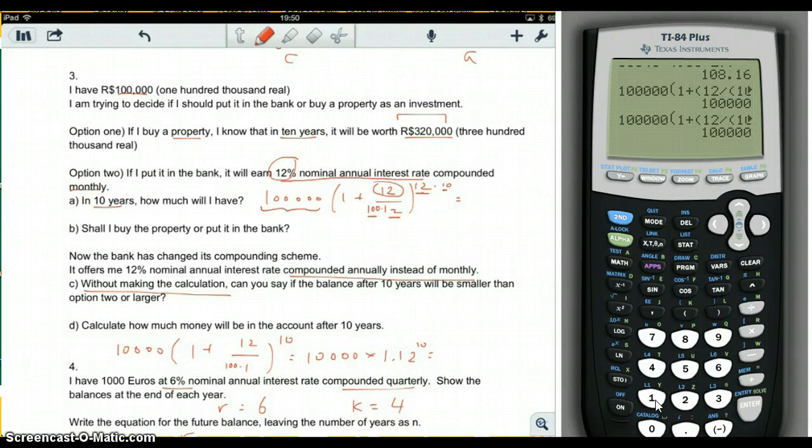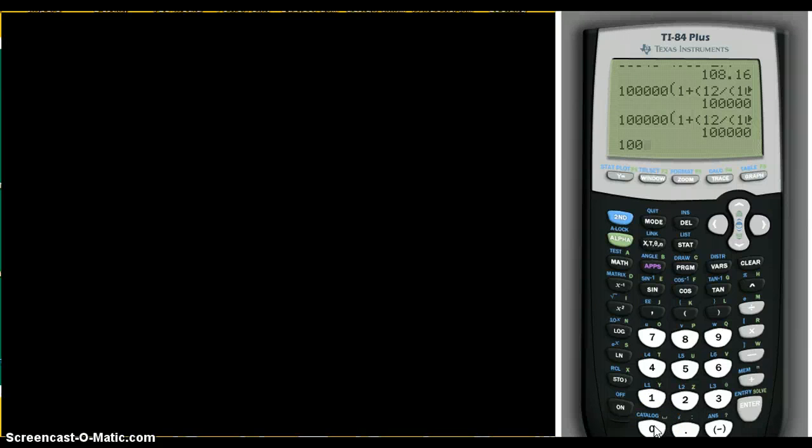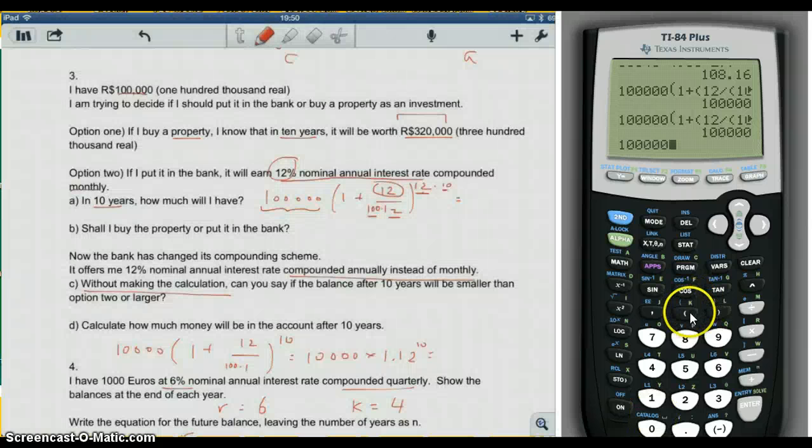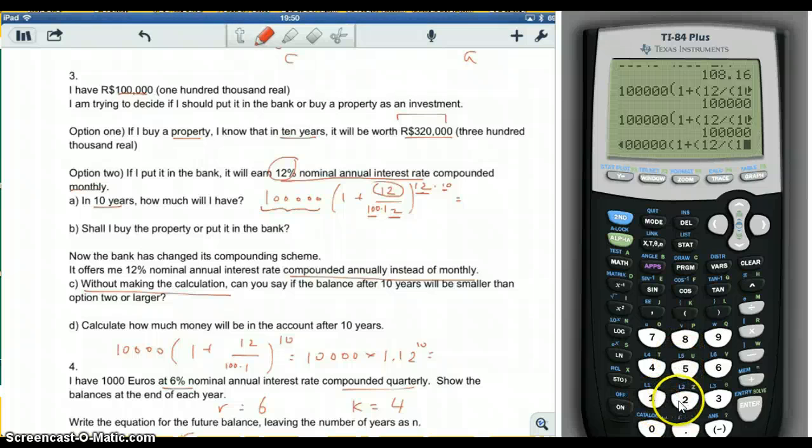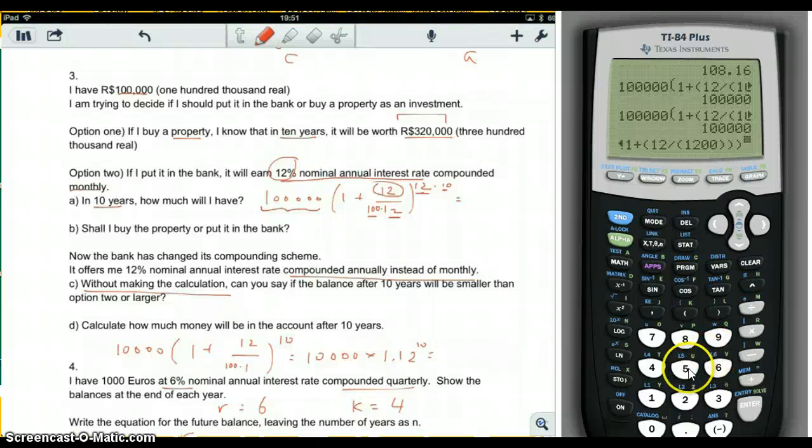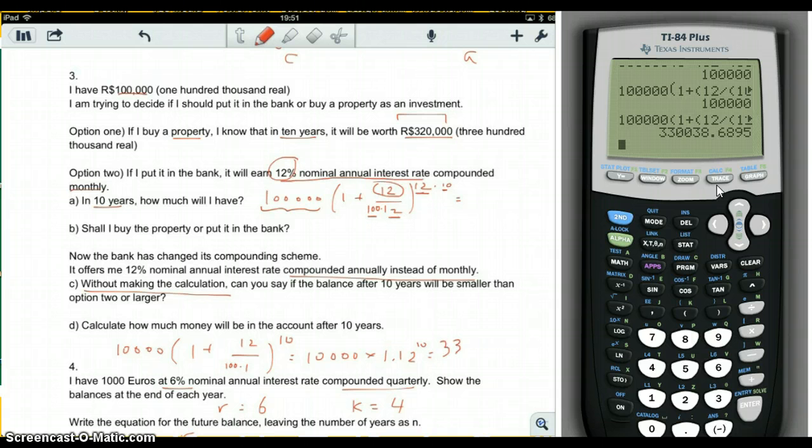So I'm going to put 100,000 times 1 plus, so it'll be 12 divided by, okay, 12 times 100 is 1200, so I'm going to just put 1200 here. And then this is to the power of 12 times 10, which is 120. Okay, that looks more like it. So that'll be 330,038.69 reais.